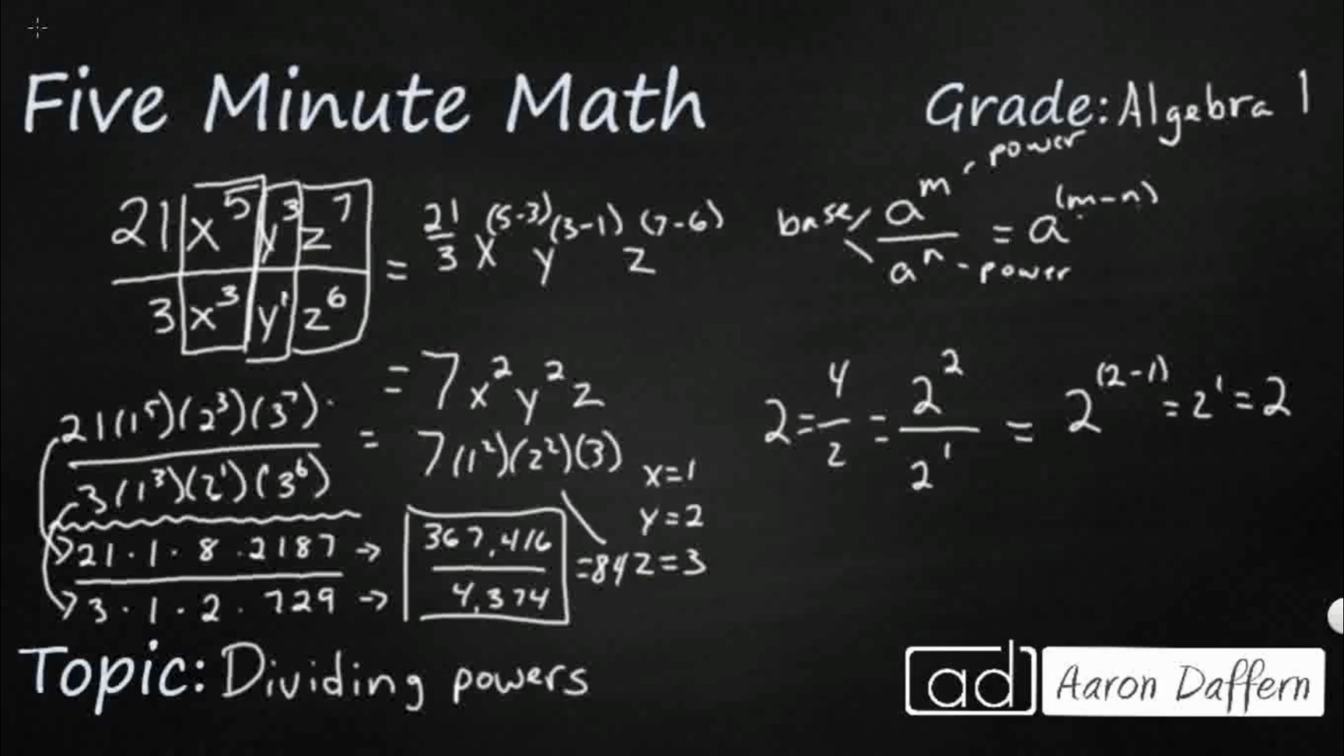That's supposed to equal this, because this was a simplified version. What is that? That's 7 times 1 times 2 squared, which is 4, times 3. Well, 7 times 1 is 7, and 3 times 4 is 12. Look at that, 7 times 12 makes 84. And that's how we divide powers.